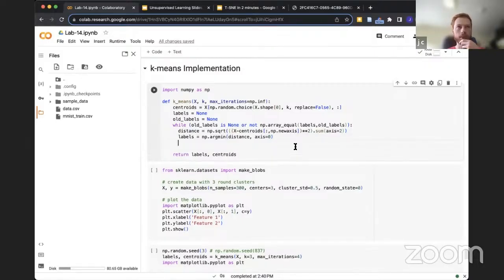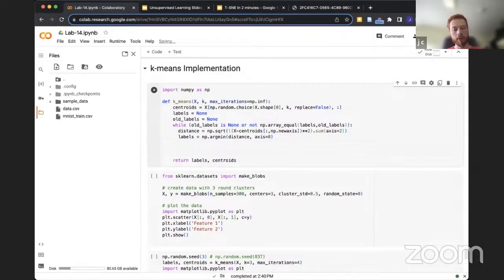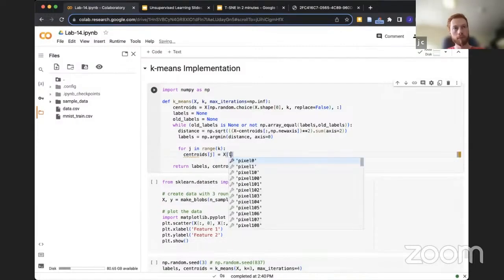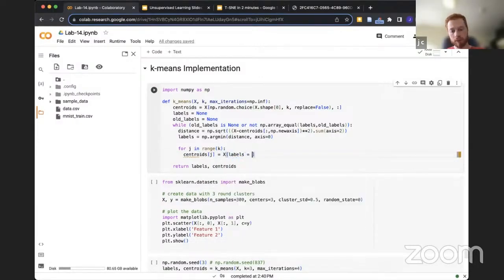Now it's time to update the centroids. So for each centroid, so we have K centroids. Centroid J is, we select all data points that are labeled with that centroid. And take the mean of these.